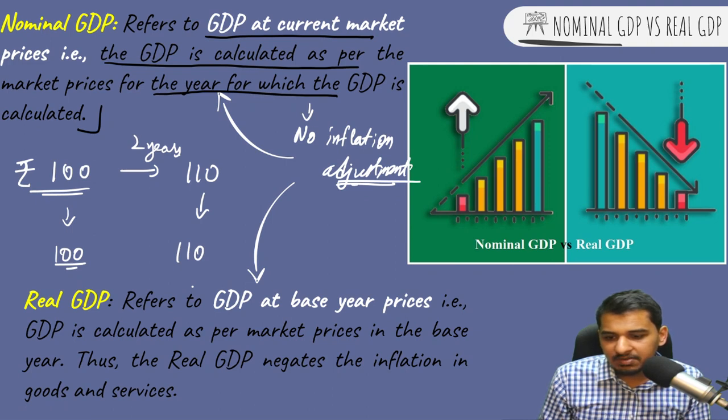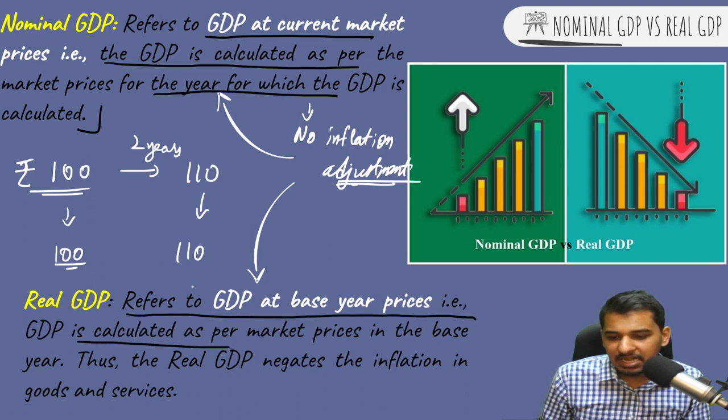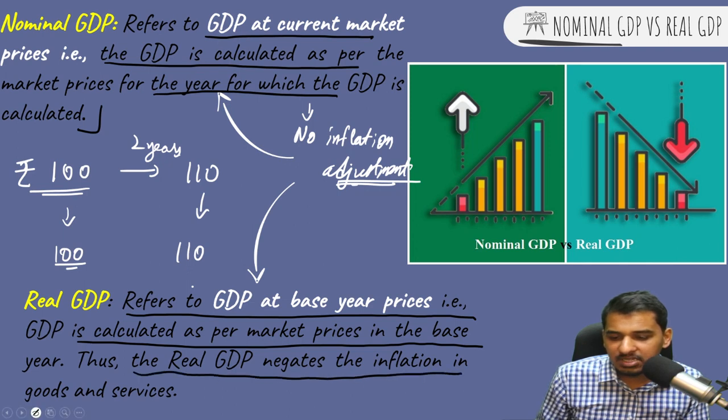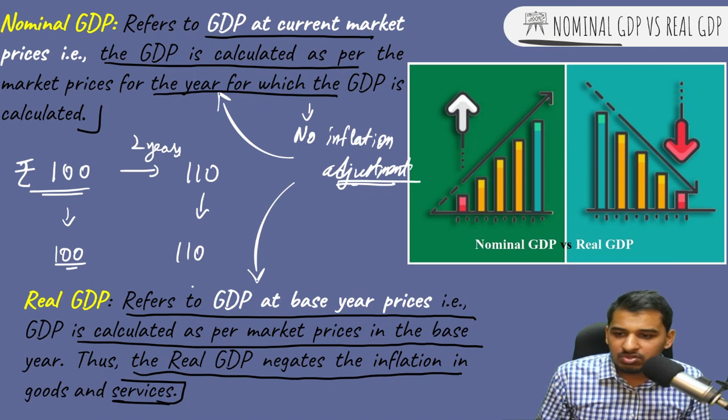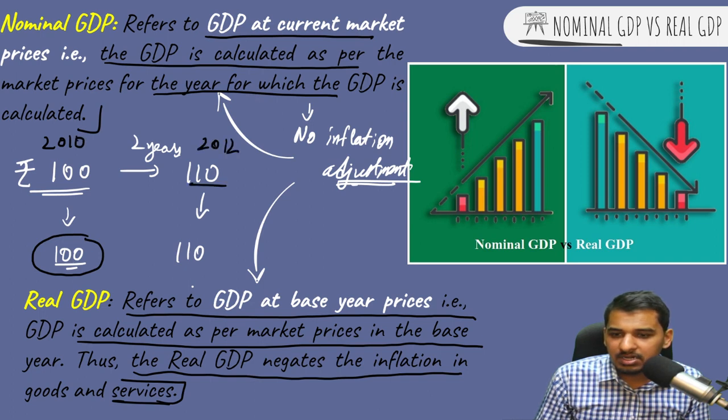Now in case of real GDP, what will happen? Real GDP refers to GDP at base year prices. That is, GDP is calculated as per market prices in the base year. Thus, the real GDP negates the inflation in goods and services. So what it wants to say is that, suppose this shampoo was rupees 100 in 2010, and in 2012 it became 110.